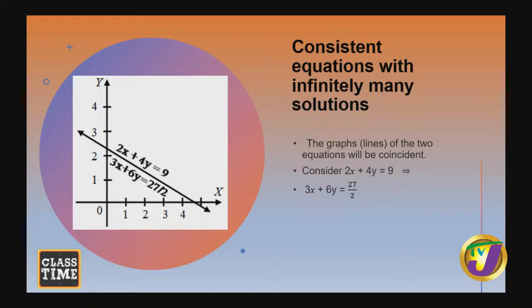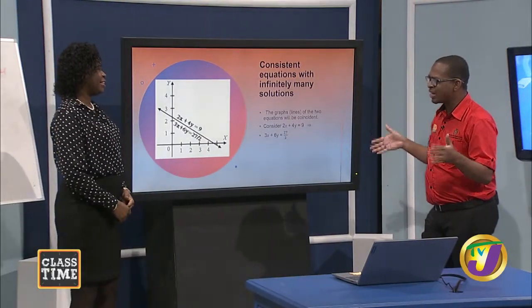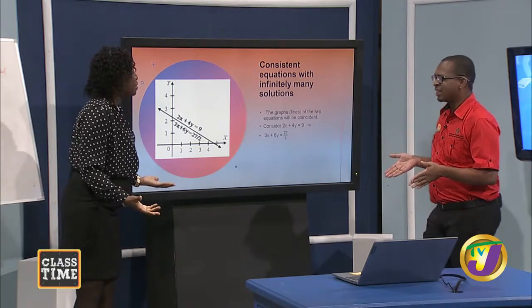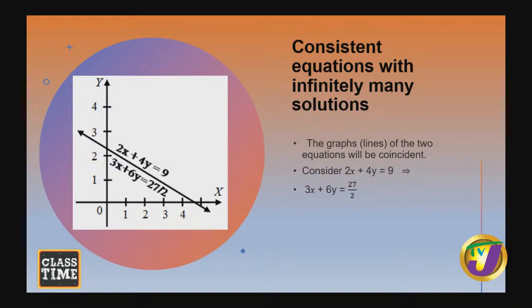But Nikisha, if all the points on the two lines are the same, aren't they basically the same line? Exactly. So these two equations are actually different ways of expressing the same equation. Yes. So it therefore means that, as we said, there are infinitely many solutions.